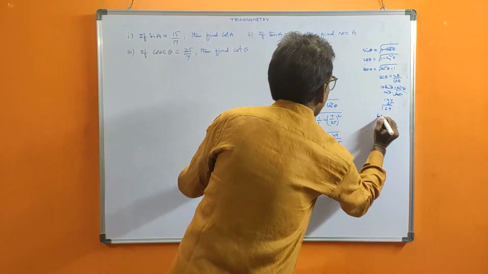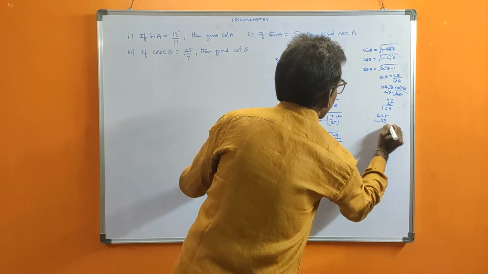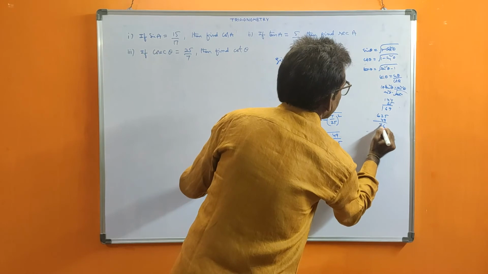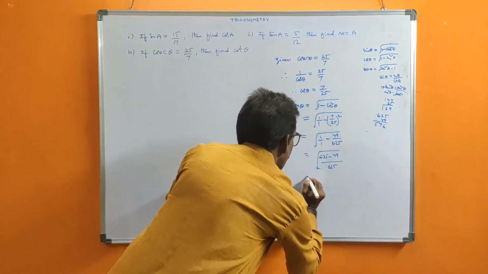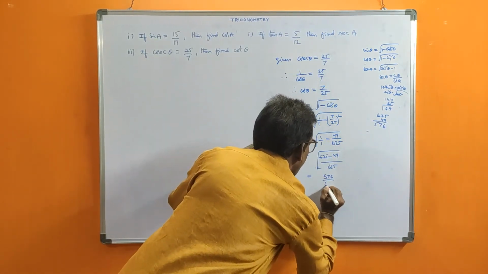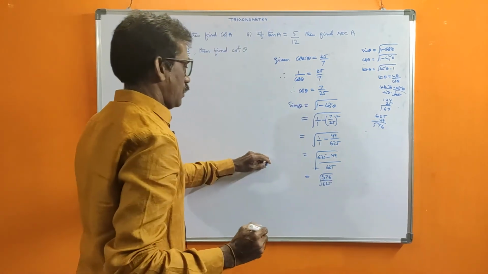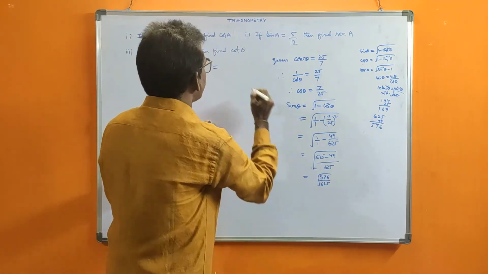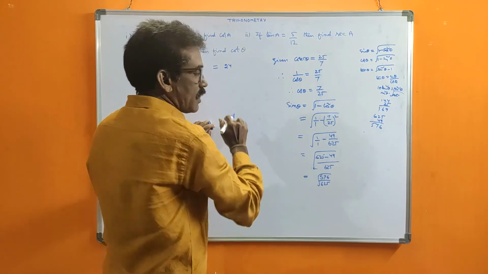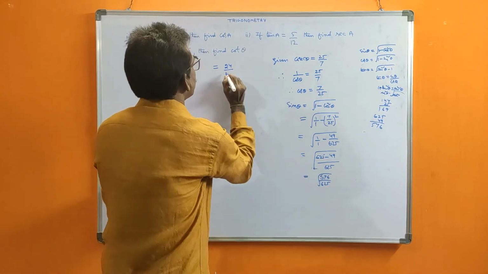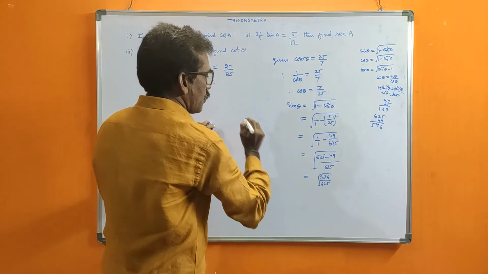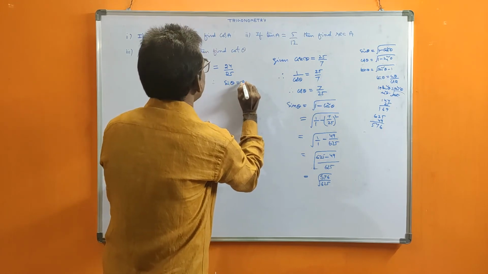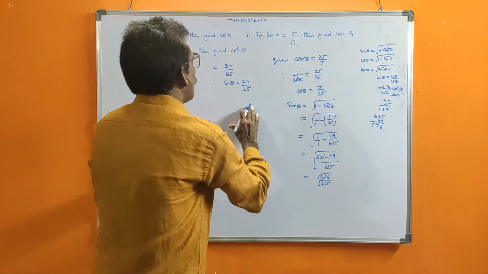Now subtract 625 minus 49: 576. This value is 576 by 625, root of. For that, root of 576 is 24. 24 24s are 576, by 625 is 25. Therefore what is this value? Cos theta is equal to 24 by 25.